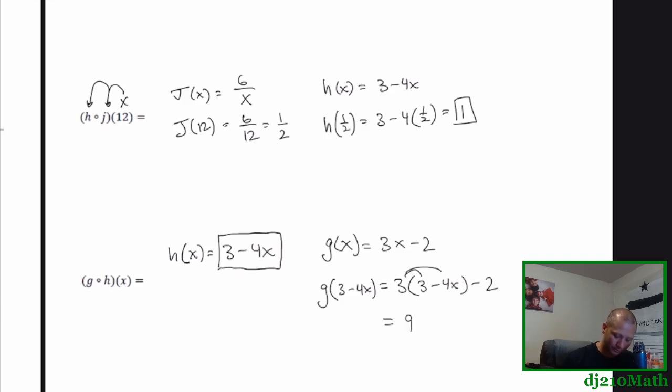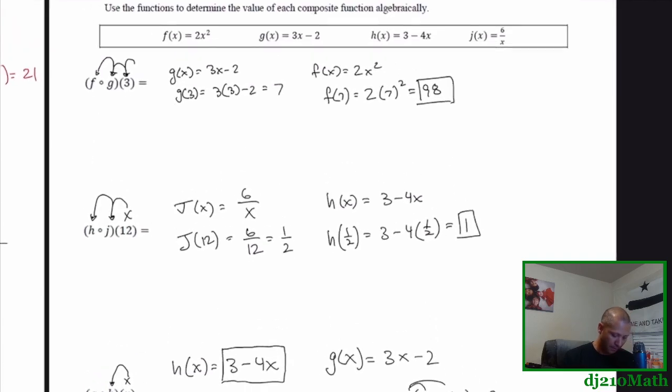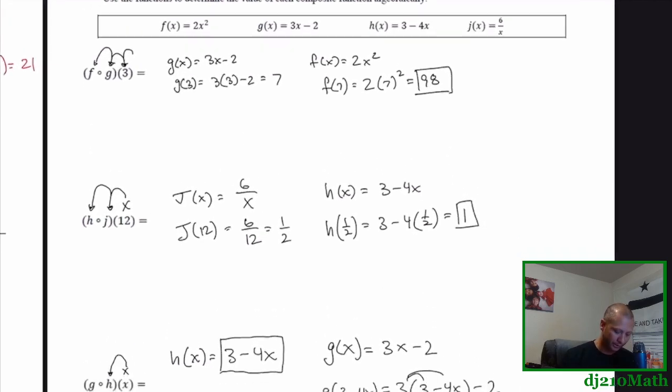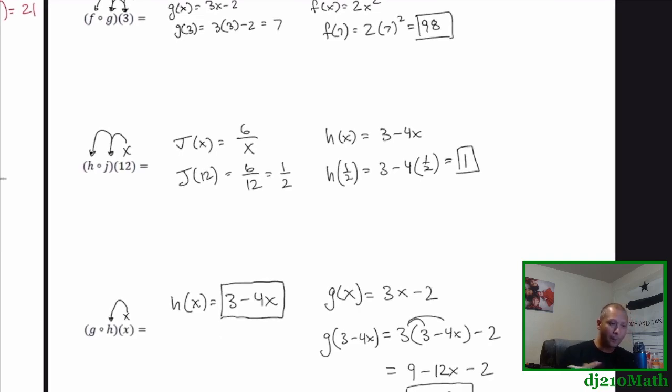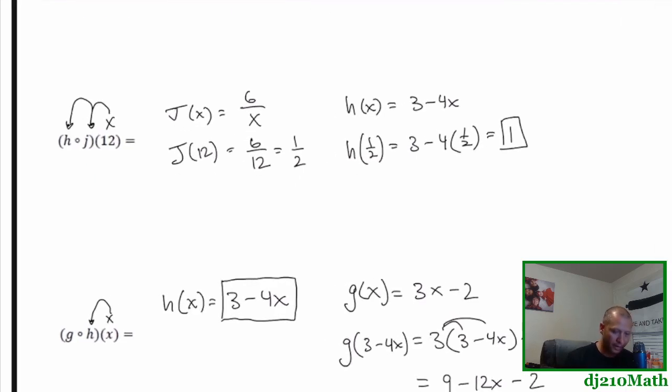So I'm going to distribute. 3 times 3 is 9. Minus 3 times 4 is 12x. Minus 2. Combining like terms, we get 9 minus 2, which is 7, minus 12x. This is the final answer. I might have to go back and watch that a couple times to grasp that. We take x, we plug it into h, the same way we did in the previous two examples. The only difference is the output isn't a number, because x is a variable. So the output was 3 minus 4x.